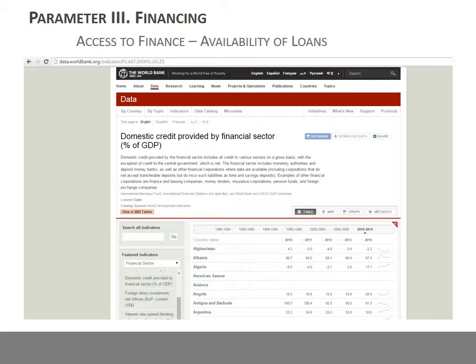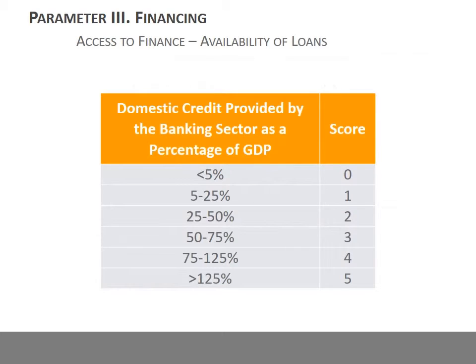Availability of loans is scored based on the domestic credit provided by the banking sector within a country as a percentage of gross domestic product. This data is developed and maintained by the World Bank as part of its development indicators and can be found on the website pictured here. The Techscope assessment assumes that, as domestic credit provided by the banking sector as a percentage of gross domestic product increases, so too does the availability of domestic loans. In order to score domestic credit, the last 3 years of data should be averaged before being located on the table pictured here.